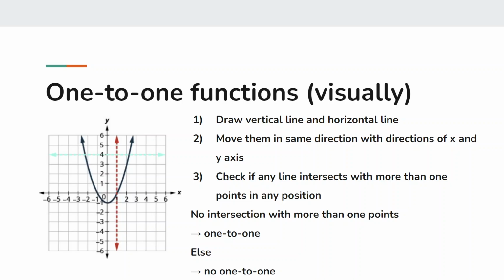And lastly, we have to check if one of these lines intersects at more than one point in any position. If there's no intersection with more than one point, this means the function is a one-to-one function. If not, then the function is not a one-to-one function. Since we have two intersections with the horizontal line here, the quadratic function is not a one-to-one function.